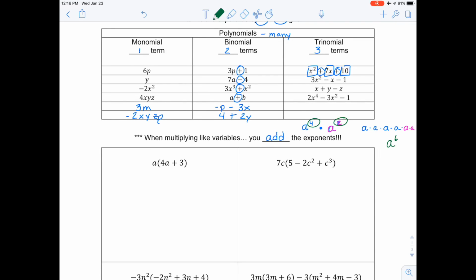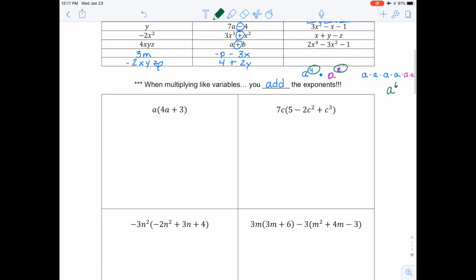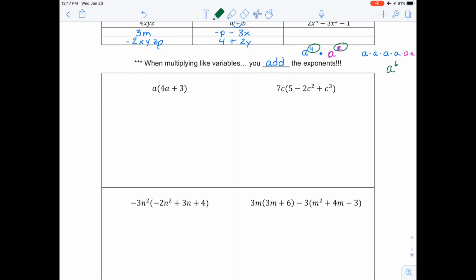And you could always expand it out like that every time. It's just, that would take a long time. So just get in the habit of knowing that when you're multiplying, you add the exponents. Okay, so let's get to the first example. We have a times 4a plus 3. So if I am multiplying, I'm going to distribute like we said. What number is really in front of this a? There's really a 1 there, correct?